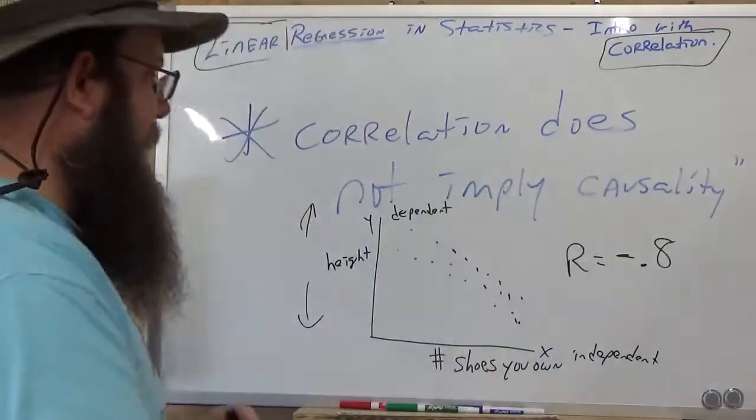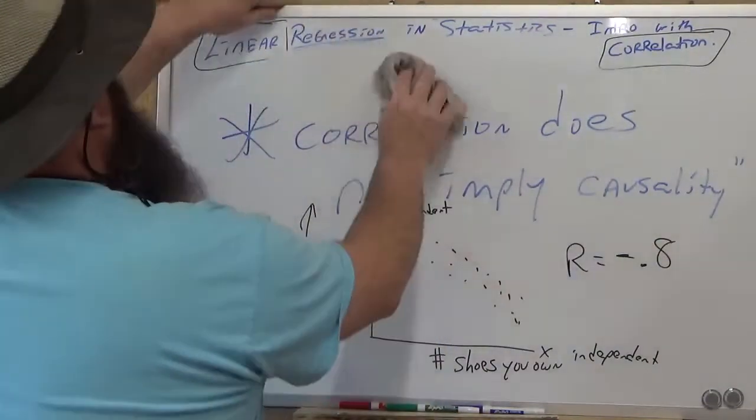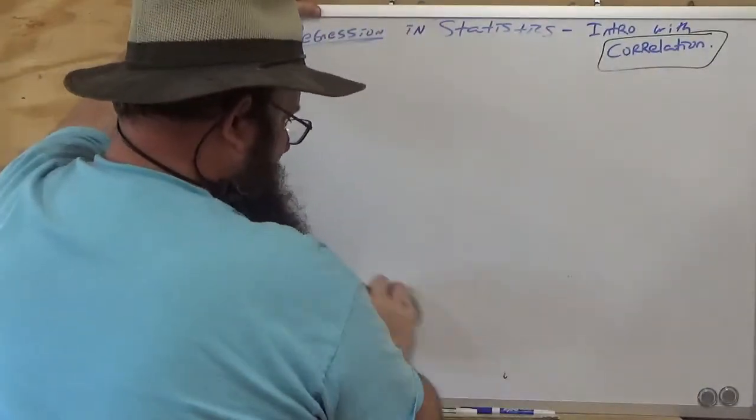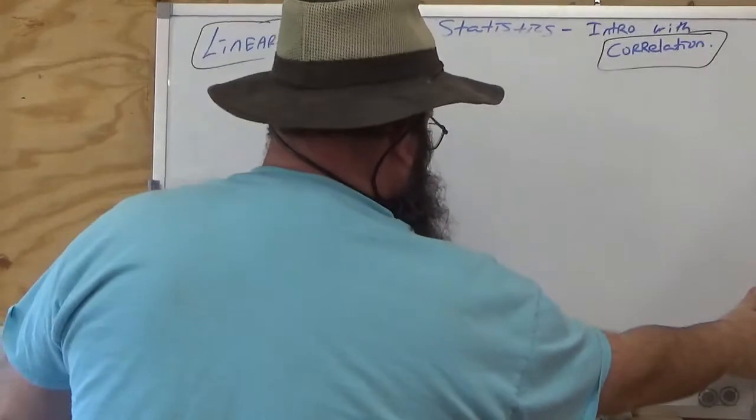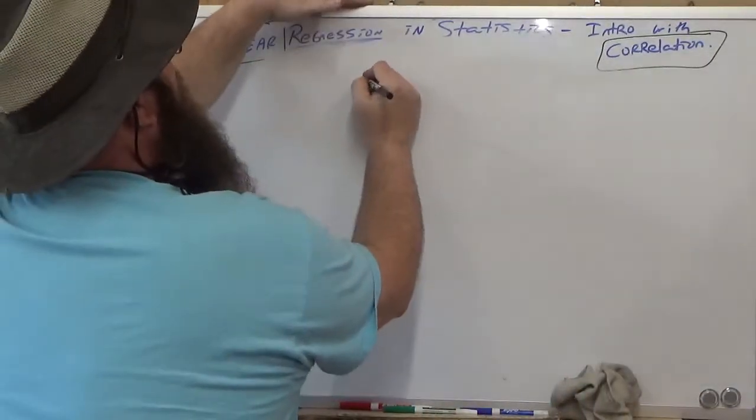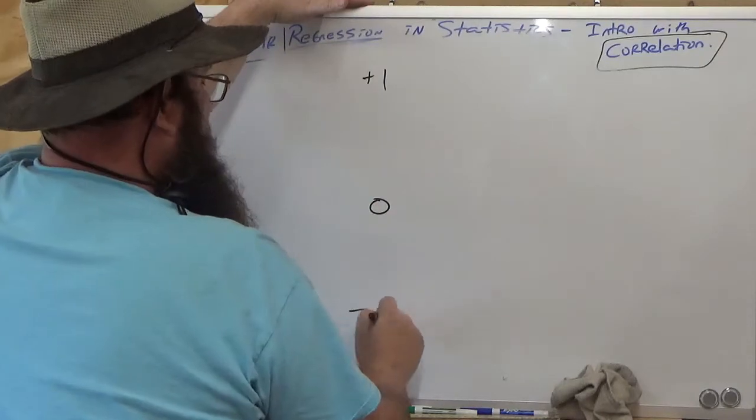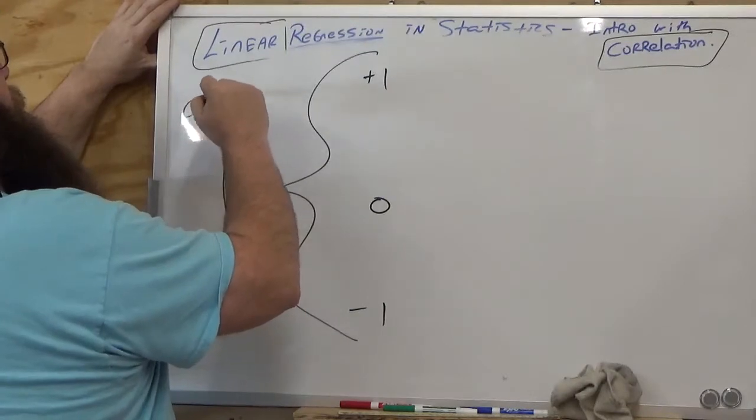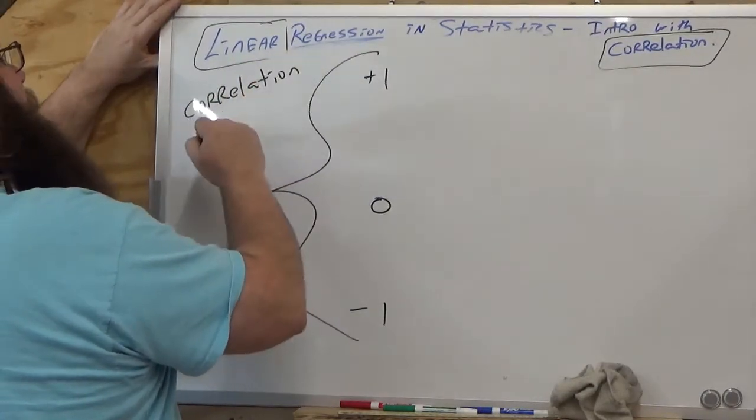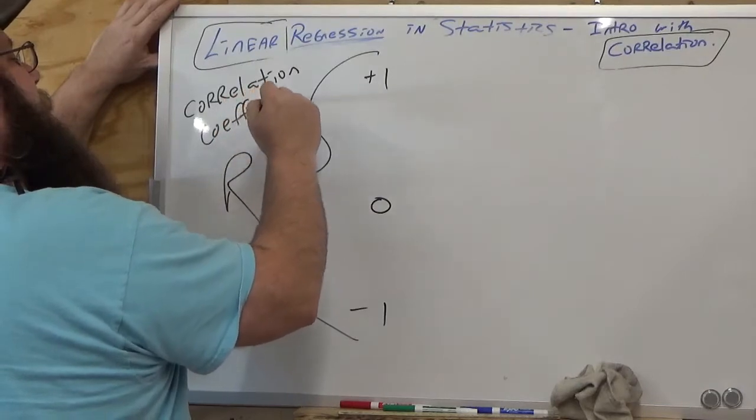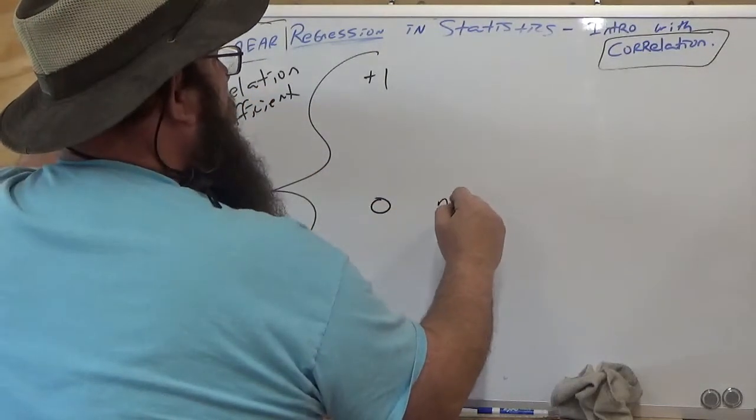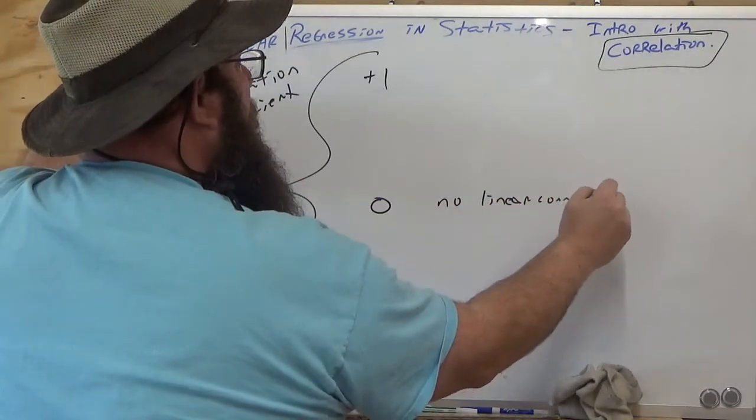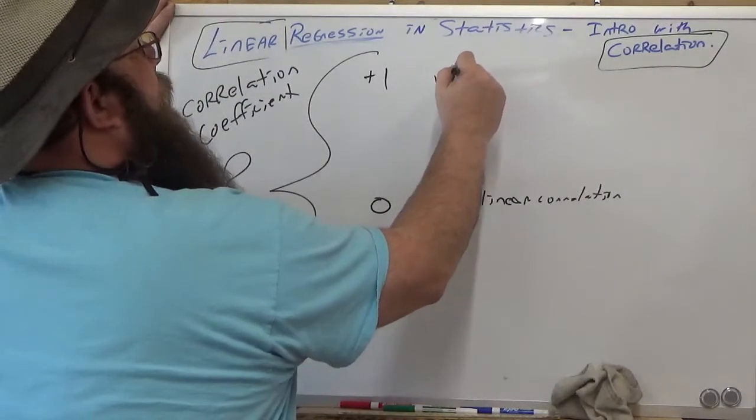Okay? So the R value. One more time. I just want to write it down up here one more time, because then I will post a document that will take you through how to find it. So here's +1, here's 0, here's -1. This is your R value. What's R? Correlation coefficient. Okay? If it's 0, we're going to say there's no linear correlation. Up here, this is very strong.